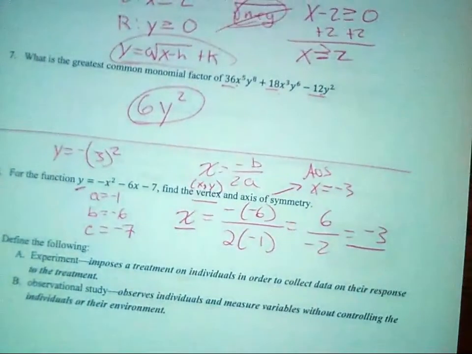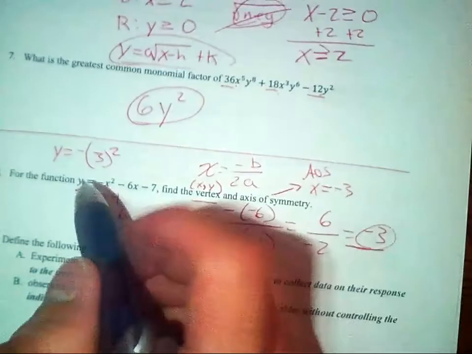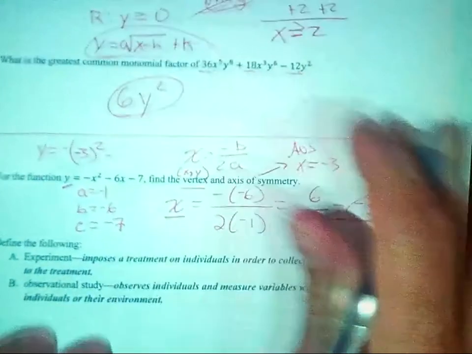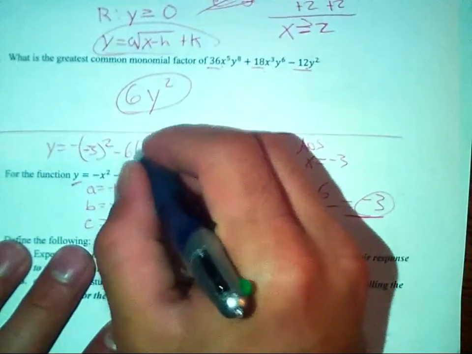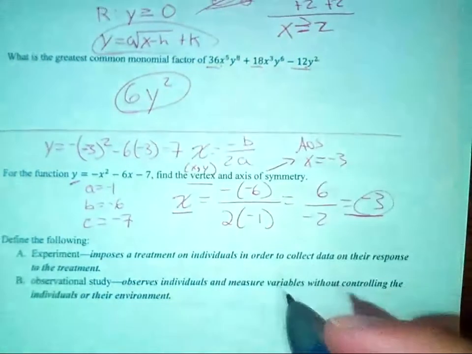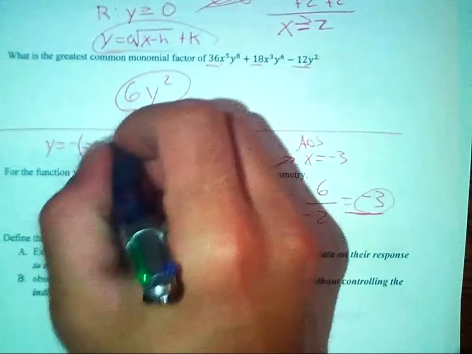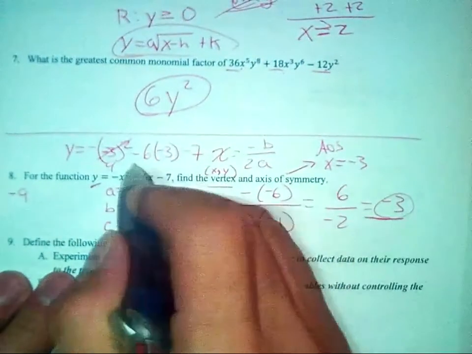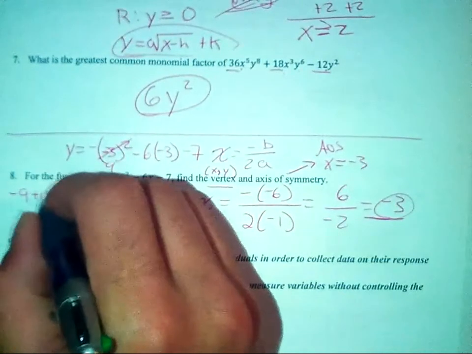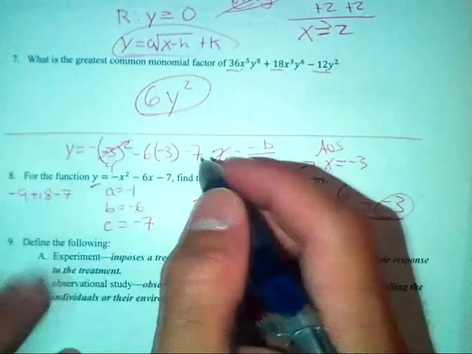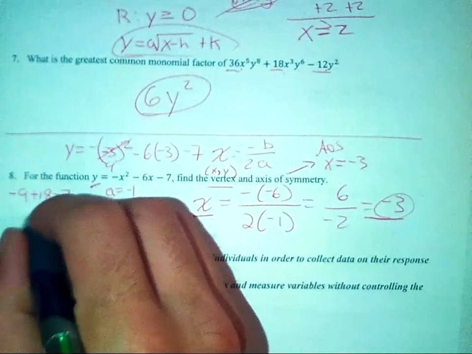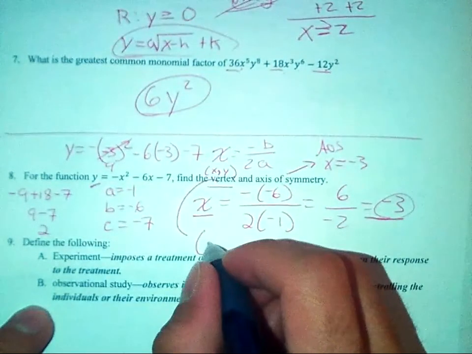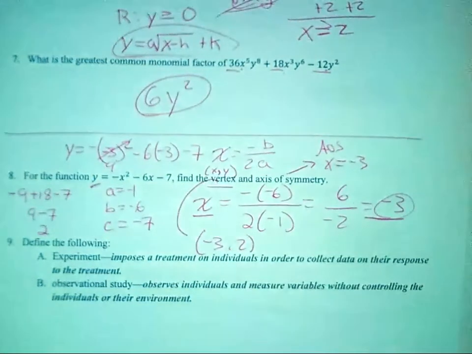So now back to this. What we were doing, we were taking this negative 3 and just substituting it back into the equation here. So minus 6 times negative 3 minus 7. Okay? So negative 3 squared is just 9. So that's negative 9. Negative 6 times negative 3 plus 18 minus 7. So this here gives me 9 minus 7, which is 2. So our vertex is simply negative 3, 2.